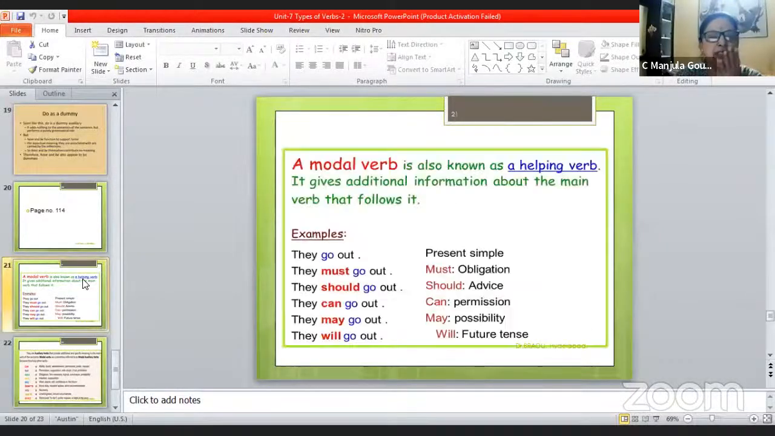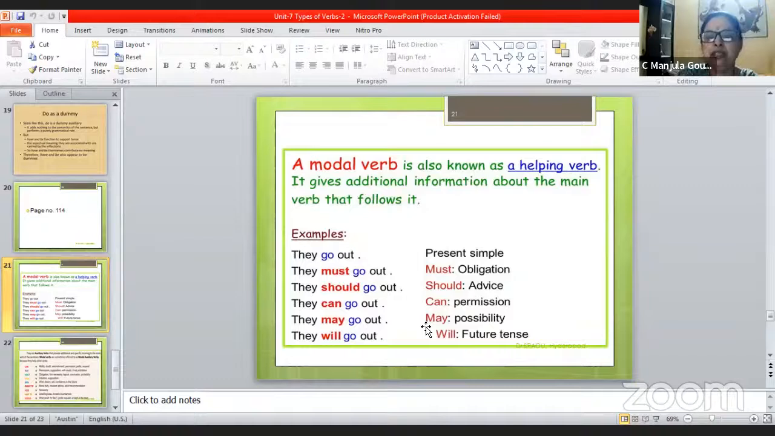Now we'll go to the next topic, that is the modal verb. Modal verb is also known as a helping verb, and it gives additional information about the main verb that follows it. They go out. They must go out. They should go out. They can go out. They may go out. They will go out. So these are just a small explanation about the words must, should, can, may, and will.